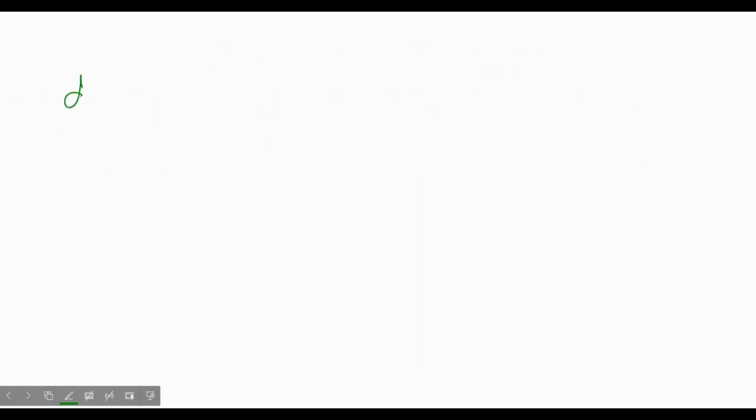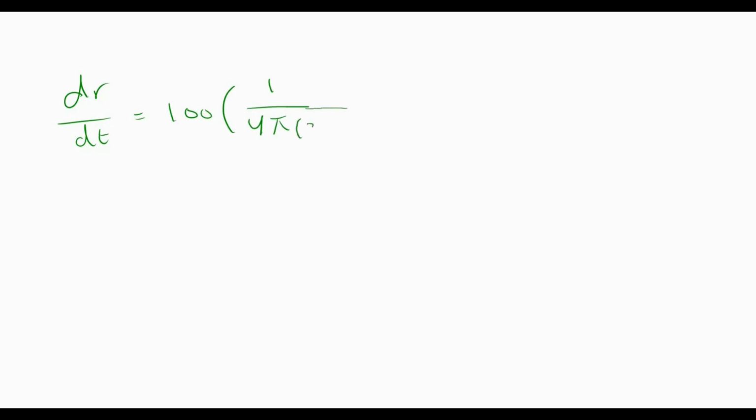So dr over dt is going to be dV over dt, which is 100, multiplied by 1 over 4 pi multiplied by r squared, which is 25 squared. Here we just have to simplify. So it will be 1 over 25 pi. So this is how we found how fast the radius is increasing.